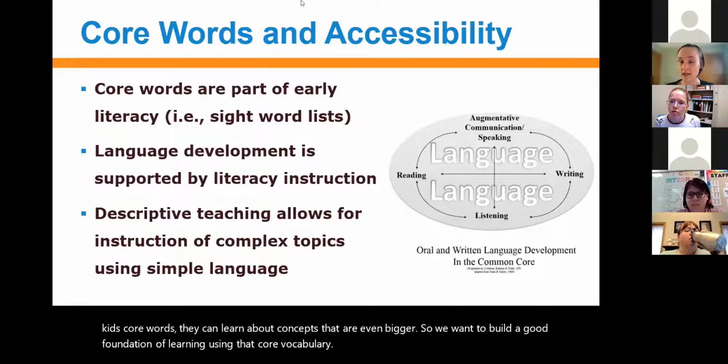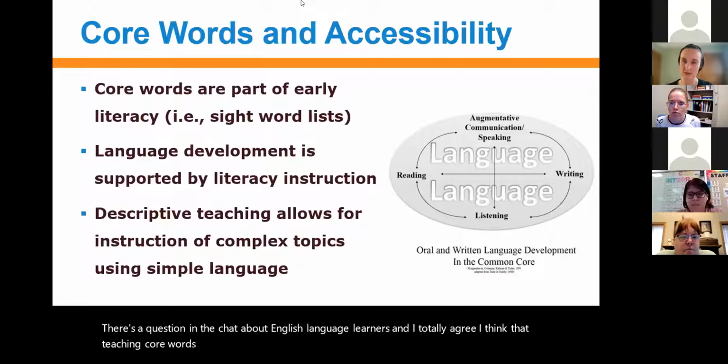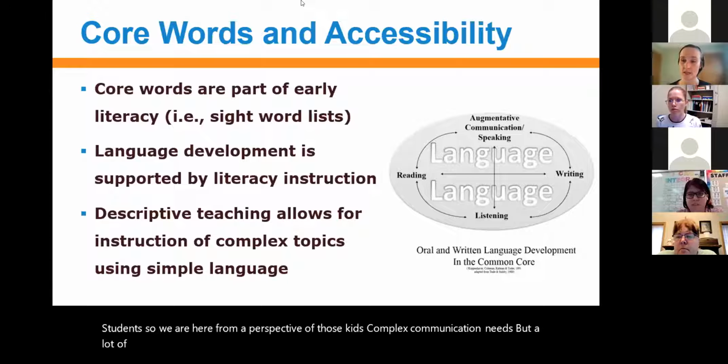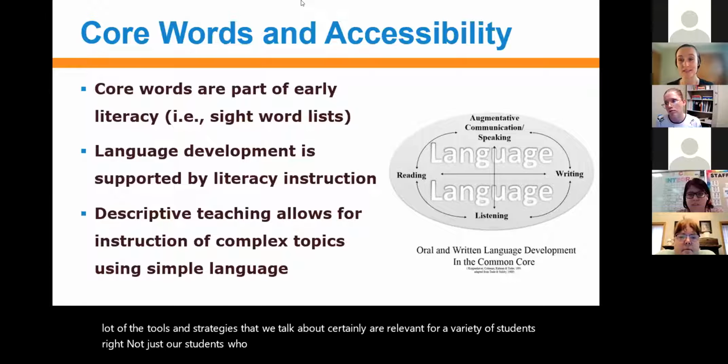There's a question in the chat about English language learners, and I totally agree. I think that teaching core words to students. So we are here from a perspective of those kids with complex communication needs, but a lot of the tools and strategies that we talk about certainly are relevant for a variety of students, right? Not just our students who have augmentative and alternative communication systems.